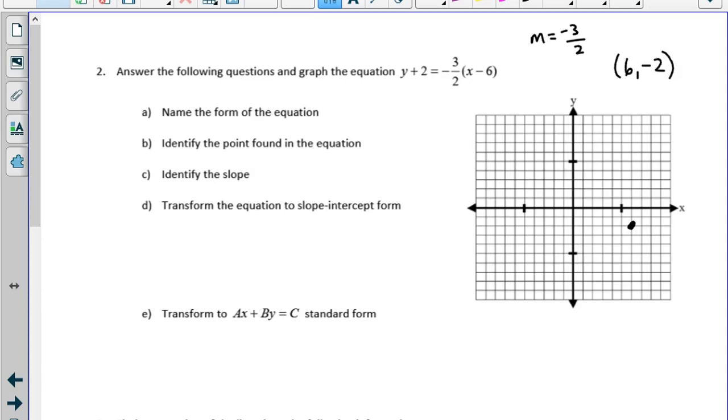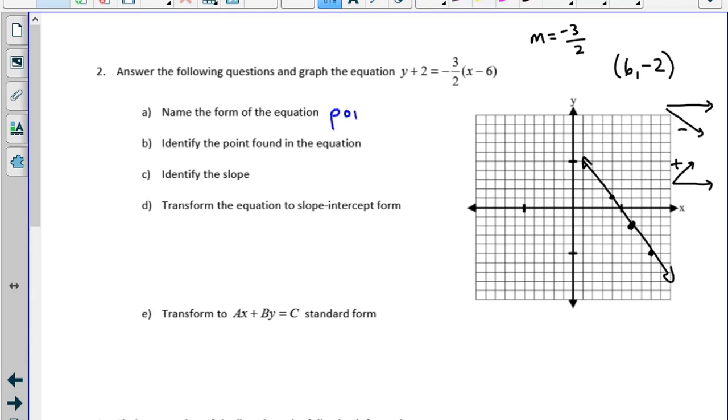So I can either go up 3 and to the left 2, or I can go down 3 and to the right 2, and that will represent a negative slope. Notice that if you are running from left to right, a negative slope is going to make you go down the hill. And if you're running from left to right, a positive slope will make you go up the hill. So those are things that you can remember using slope. So that is the equation of the line. And I did not draw the line very well, but there it is.